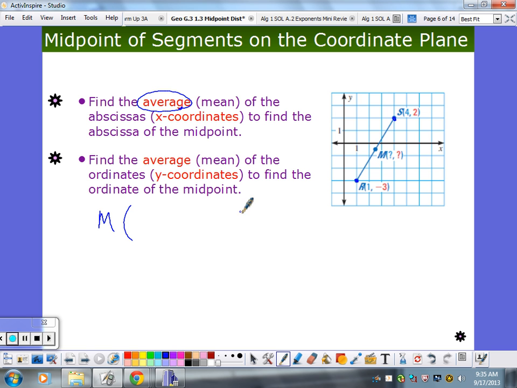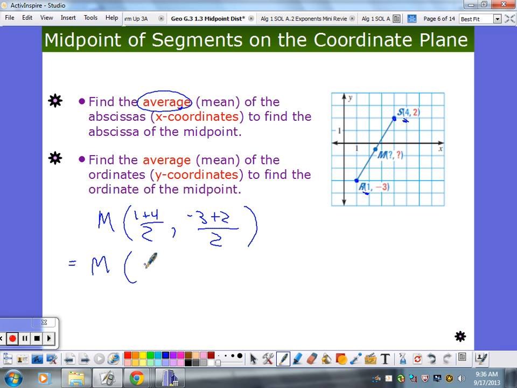By average, I mean take the mean, add them up and divide by 2 to find the x-coordinate. So to find the x-coordinate, add the 1 plus the 4 and divide by 2. Like this 1 and this 4, divide by 2. To find the y-coordinates, you average them. So you add -3 plus 2, divide by 2. Let's see what we get here.